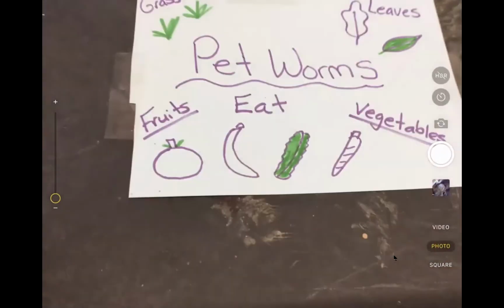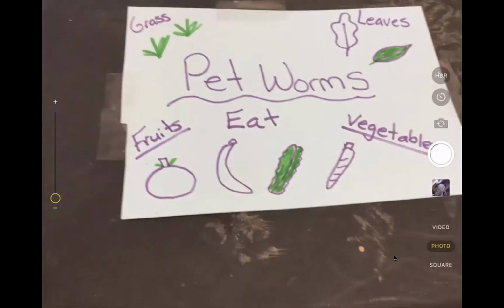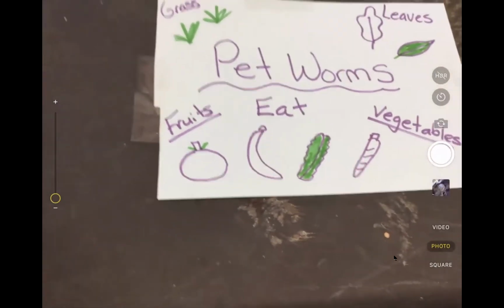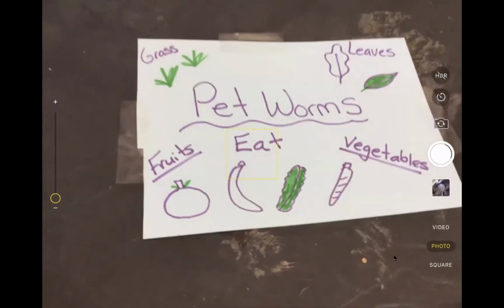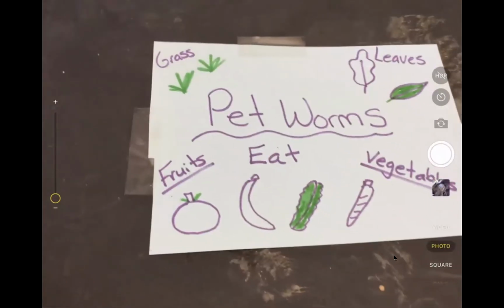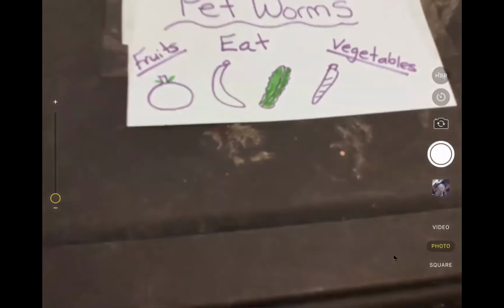So at home, if I buy fruits and vegetables like apples and bananas and lettuce, if they go bad and they start to smell bad, I obviously don't want to eat them anymore. So instead of throwing them away, I will actually feed them to my worms inside my vermicompost. So let's take a look inside.